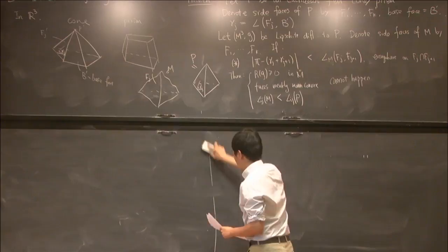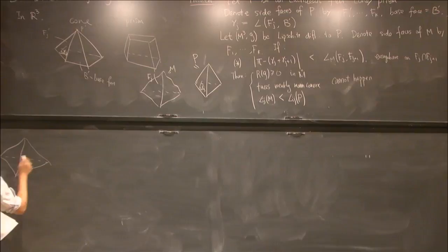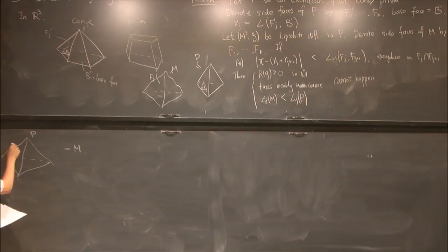The proof goes by, okay, let me try to convince you on the proof of a simple case. It's a simplex. So this is M. And let's use some notations. This is the vertex P, and this is FJ, and this is B.